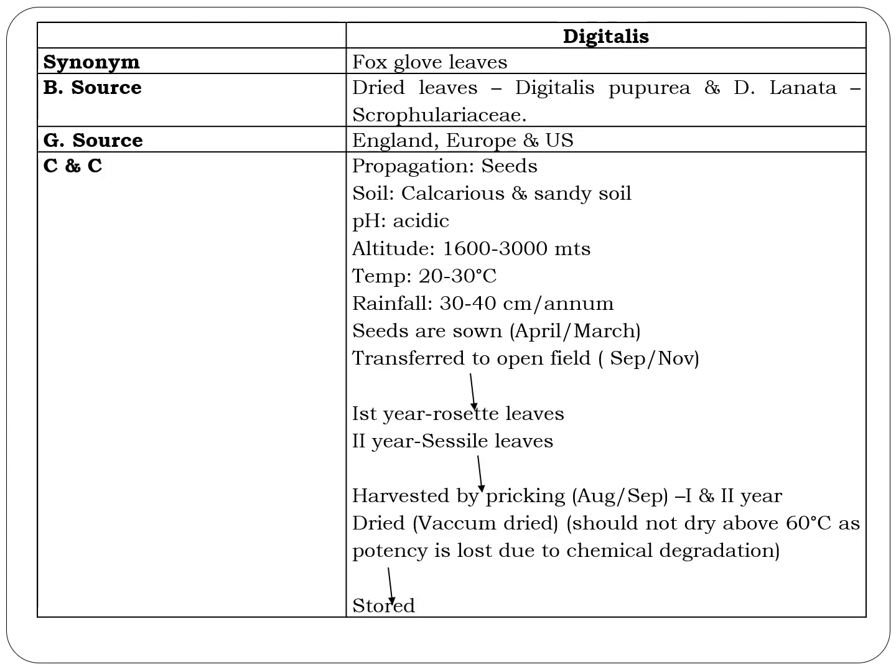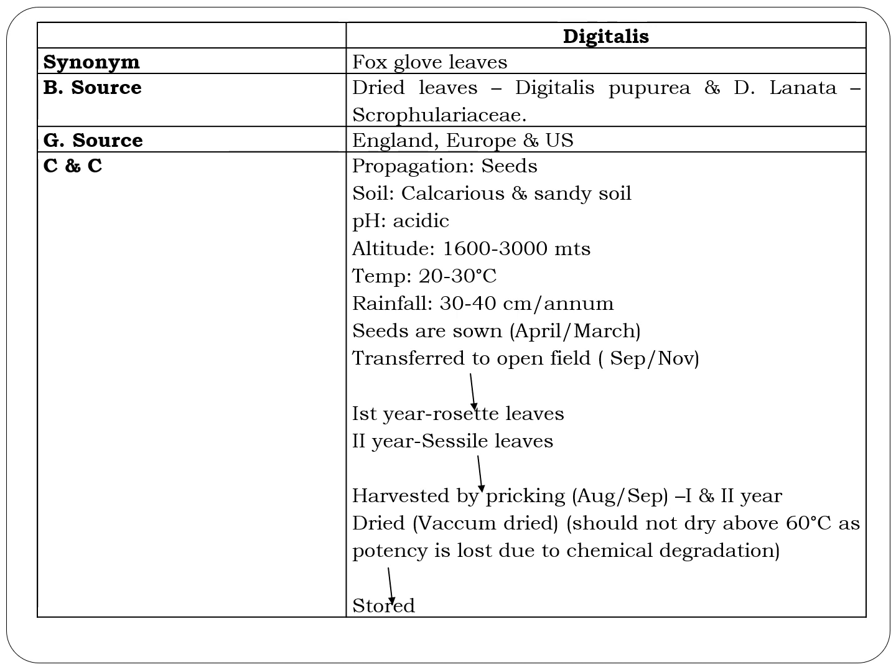Let us discuss the next drug, digitalis. It is commonly called foxglove leaves. It consists of the dried leaves of Digitalis purpurea and Digitalis lanata, belonging to the family Scrophulariaceae. It is widely distributed in England, Europe and the US.